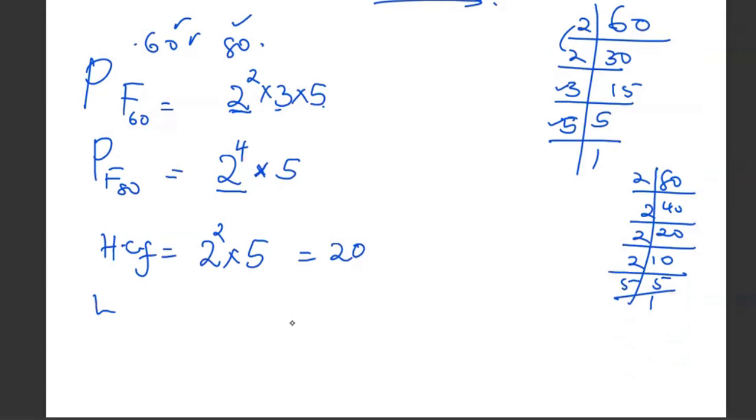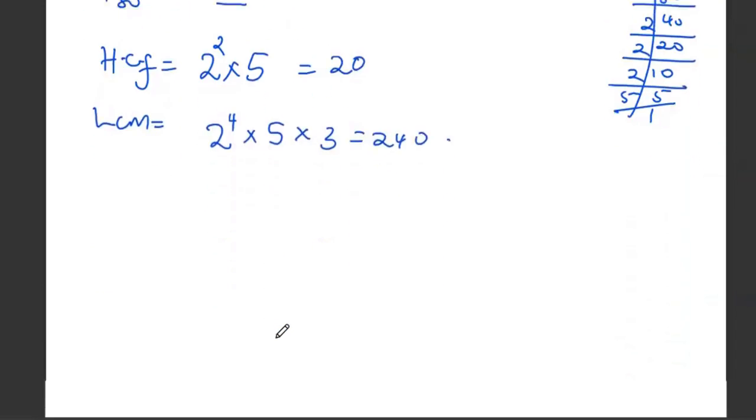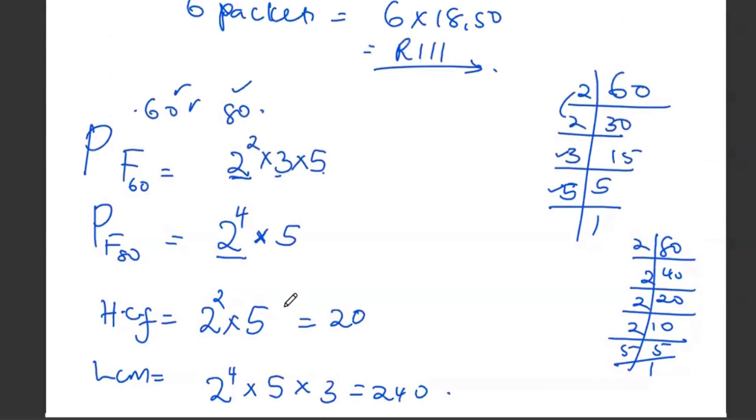And then with the LCM, we're seeing that 2 to the 2 and 2 to the 4, take out the biggest one. 2 to the 4 multiplied by 5, and then multiplied by a 3. So 2 to the 4 multiplied by 5 multiplied by 3, we end up with a 240. Okay, so that is one way of doing it.